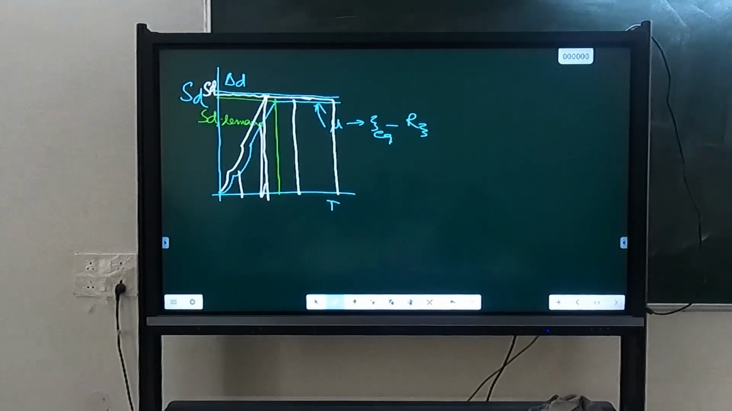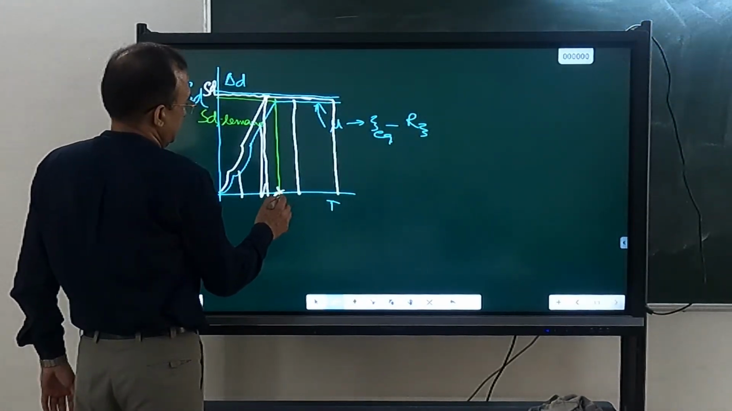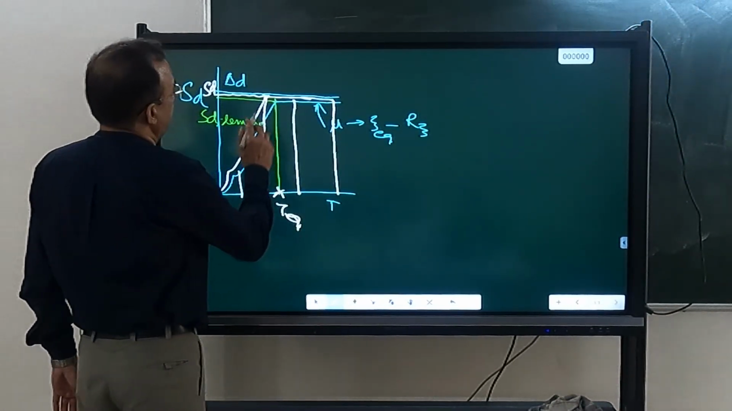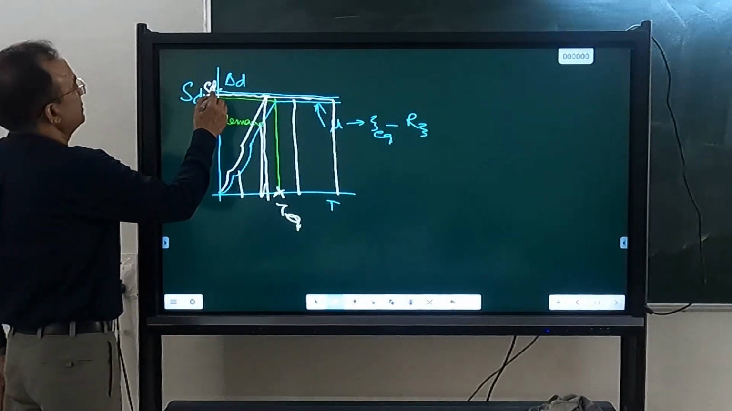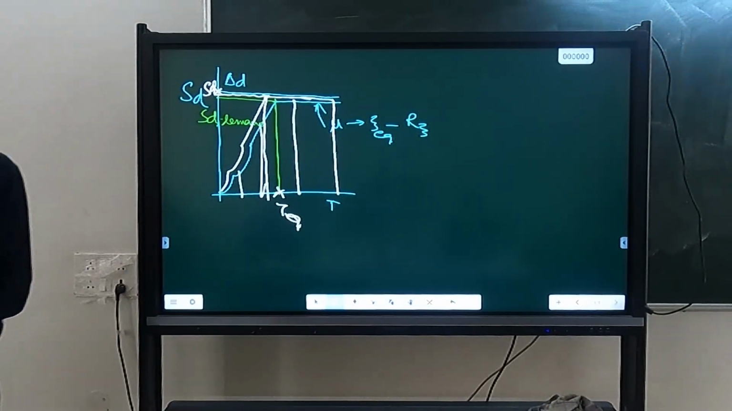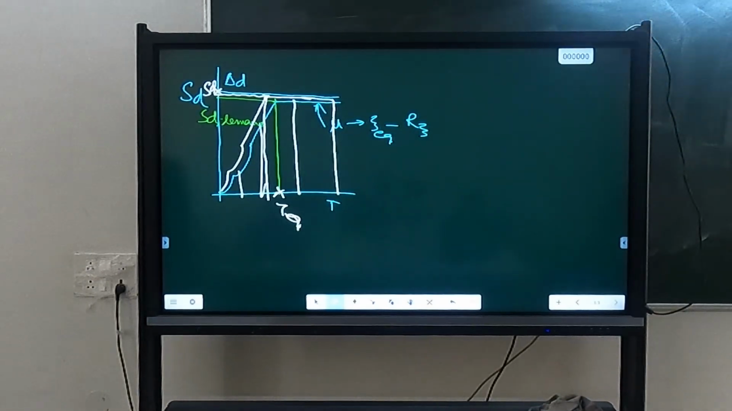Then again this graph will be corresponding to mu r high. So in place of this T, which T are you suggesting? I am not suggesting T, I am suggesting delta D. Delta D is given in the question. This is our delta D. So delta D is given. Delta D is given as per the code and all those things.